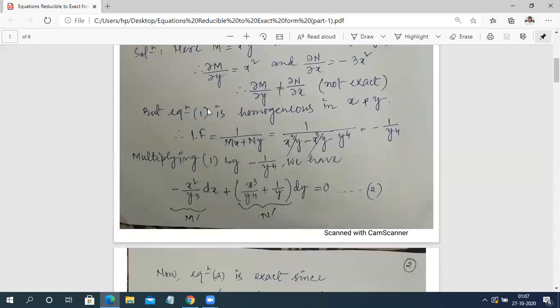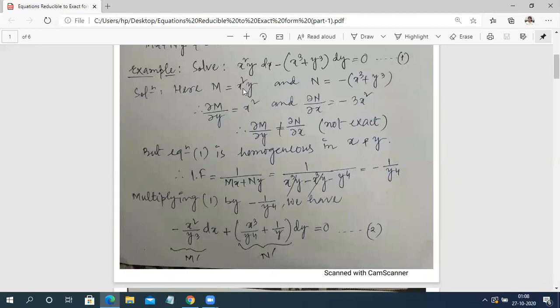So find the integrating factor as per rule, 1 upon Mx plus Ny. So multiply M with x. M is x square y, so after multiplying with x, it will be x cube y plus N into y. N is this. If we multiply y with N, it will be minus of x cube y minus of y to the power 4. So these two terms will get cancelled and we are having only the term minus 1 upon y to the power 4. So the integrating factor is minus 1 by y to the power 4.